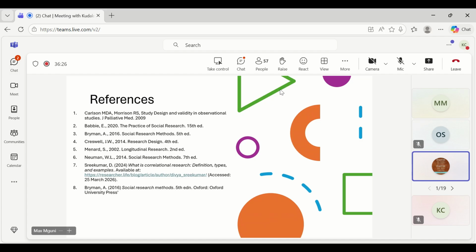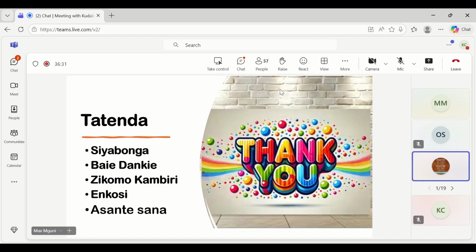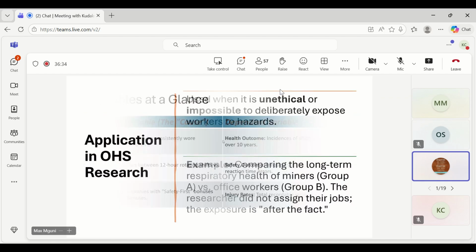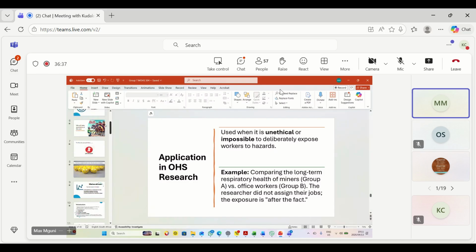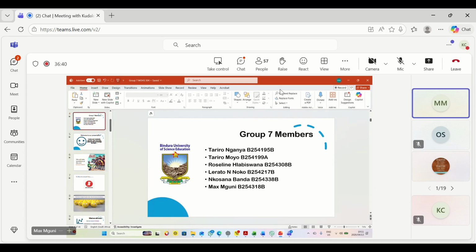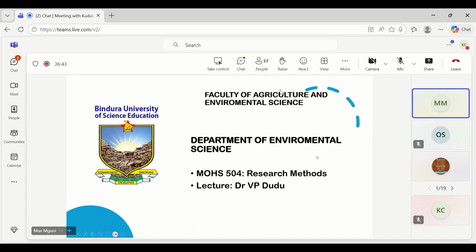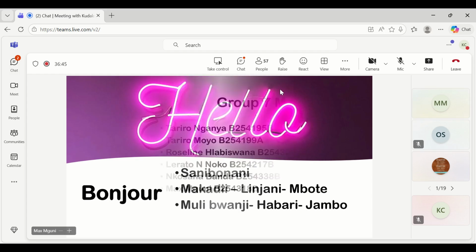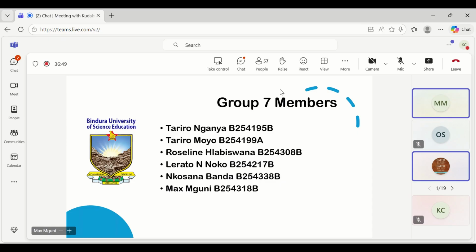Okay, let me just go back to the top. So I don't know if you can see. They are, the group members, okay: Tariro Nganya, Tariro Moyo, Roslyn, Lerato, Nkosana and Max. Yeah, that's fine. So now, how many minutes are we left with? 4 minutes for the question and answer session. So you can go ahead. Over to you, group 7 members. Thank you.